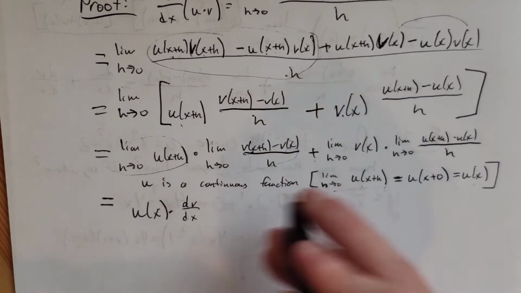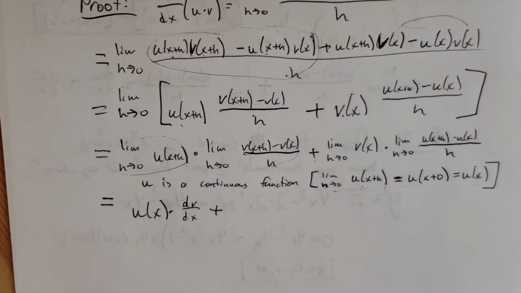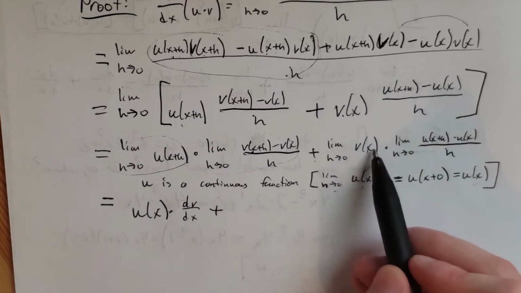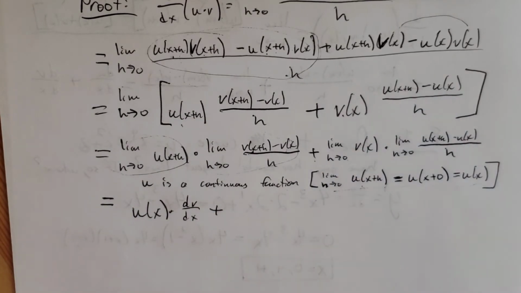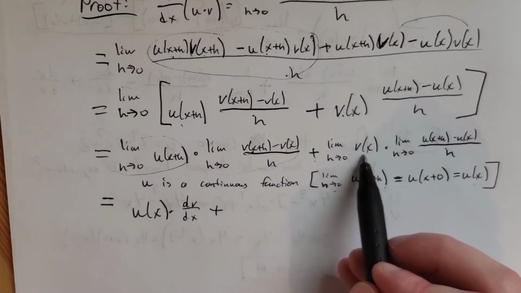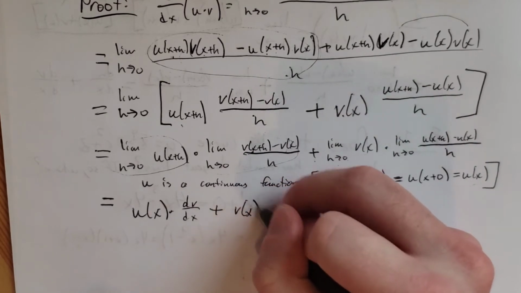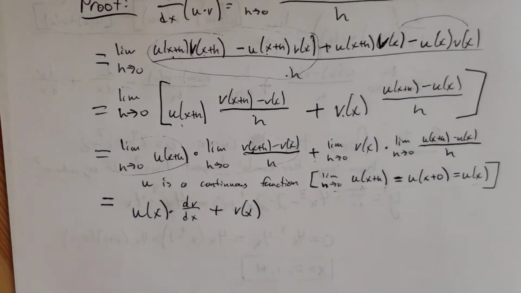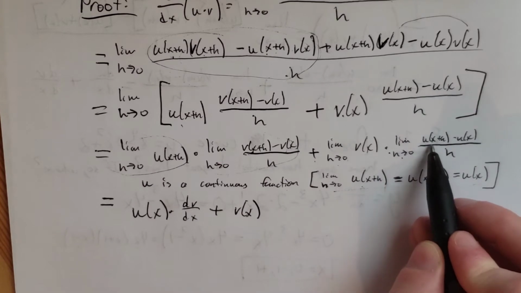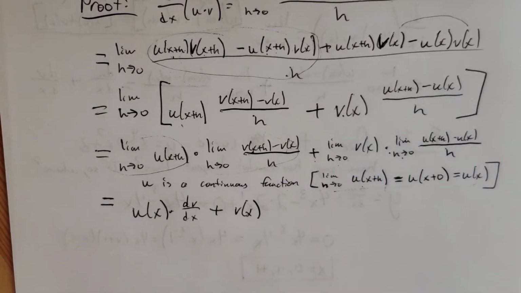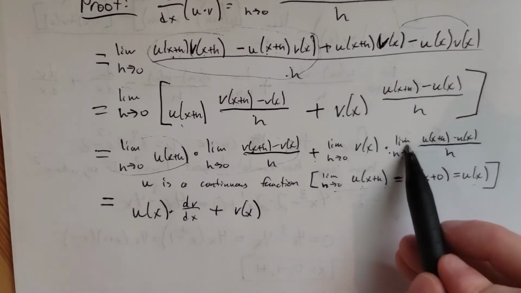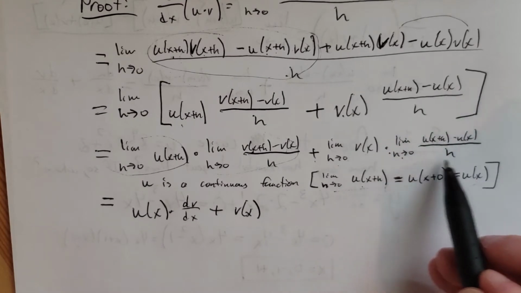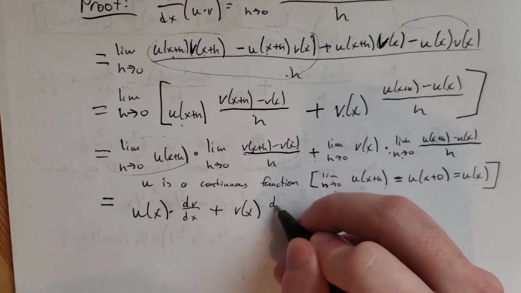Okay, and then we have plus the limit as h goes to 0 of v of x. There is no h here, so essentially we treat that as a constant. The limit as h goes to 0 of a constant is just that constant, so v of x, times the limit as h goes to 0 of u of x plus h minus u of x over h. Well, that is again our limit definition of the derivative of u.